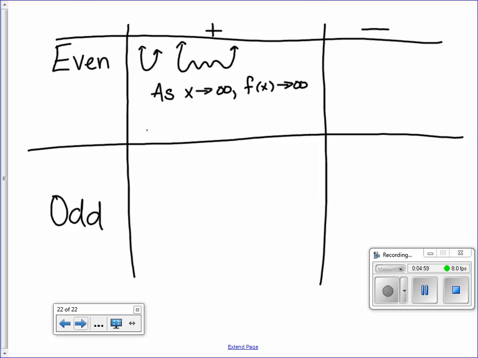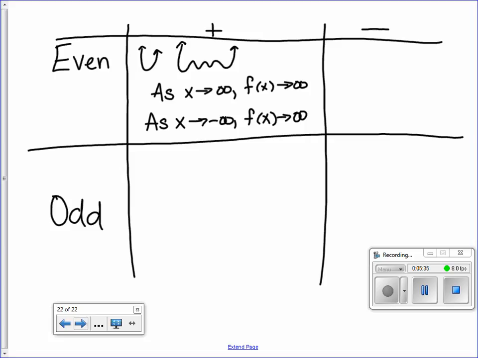Well, x doesn't just go to the right, does it? What other way does it go? This is x, right and left. So as x goes to negative infinity, the further I go left on this graph, what happens with the picture here with the graph with f of x? It's still going to infinity. This one has matching end behavior. Even functions have matching end behavior. It's either up and up or down and down.